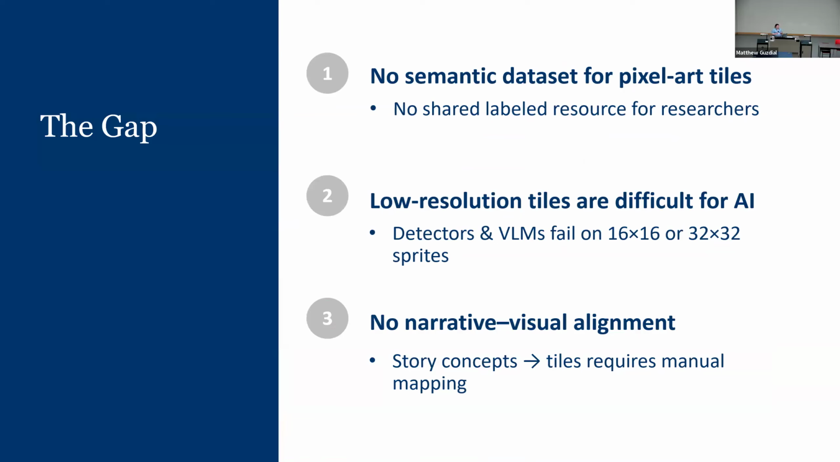The second one is that low-resolution art is very hard for AI models. At 16 by 16 or 32 by 32 resolution, most detectors or vision language models fail to identify what is in the tiles. And the third gap is that there is no existing mapping from narrative concepts to visual game assets. So when we try to generate a scene from a story, we still need a lot of manual mapping between the story and the visual tiles.